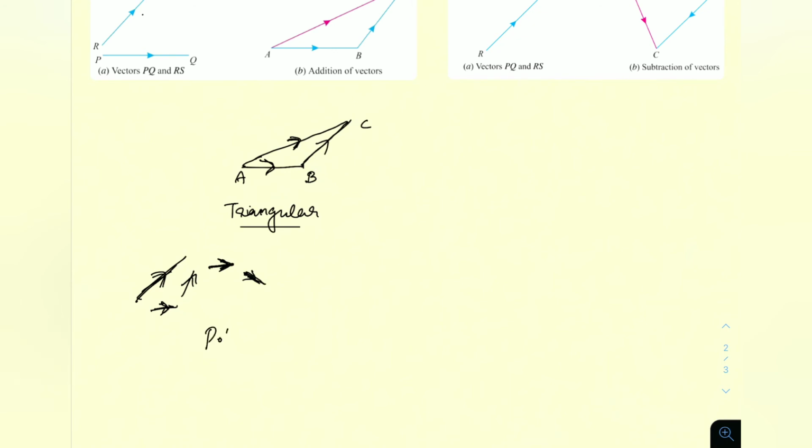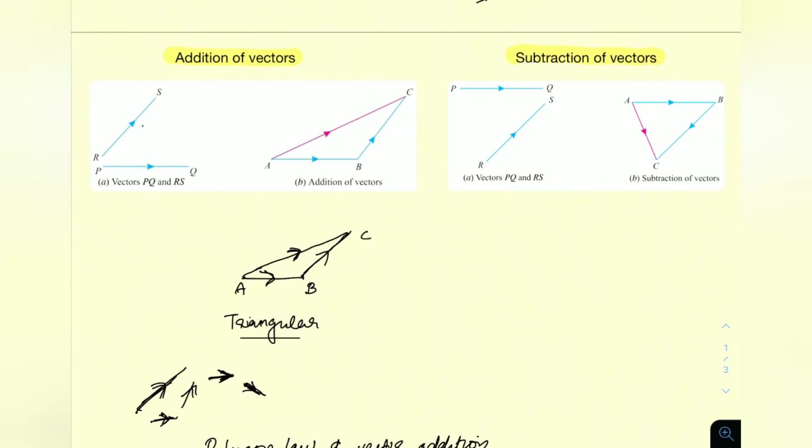That law is called the polygon law of vector addition. So we can add as many vectors as possible using this law. And this is the simplest case, that is the triangular law of vector addition.